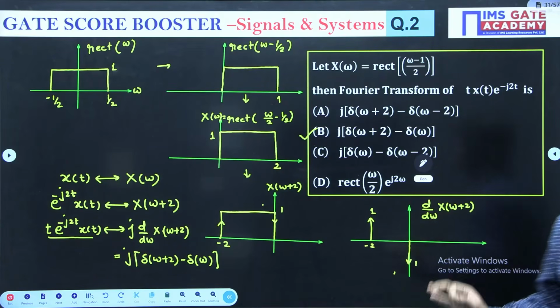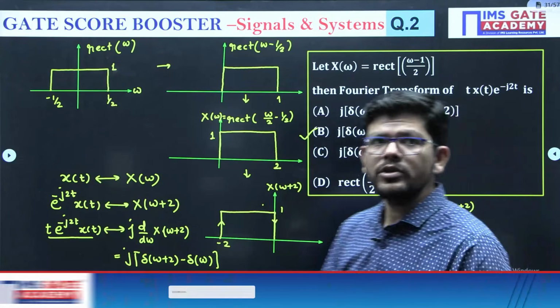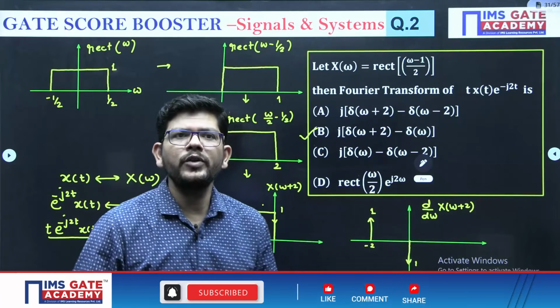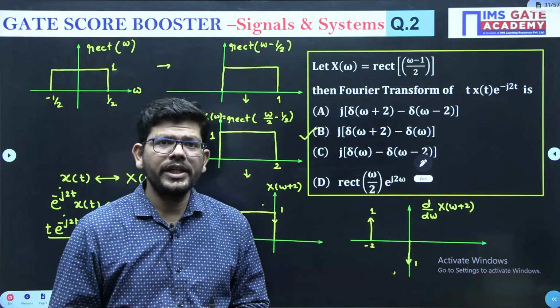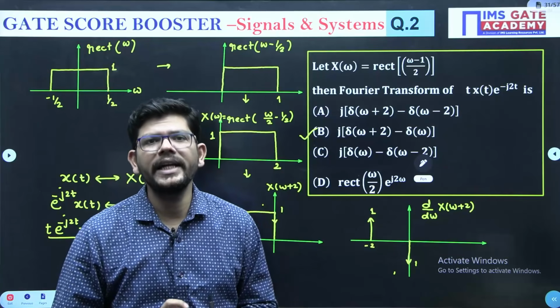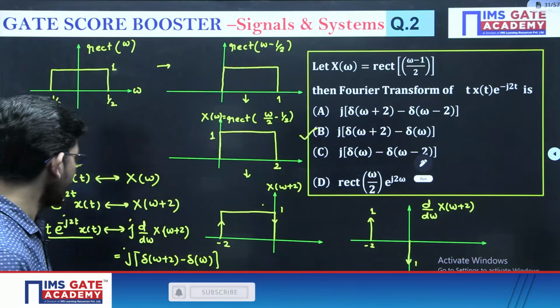So this is a very good question because almost 4 properties you are using in this signal. So this became a favorite question in terms of the GATE exam, right? I hope that it is clear, right?